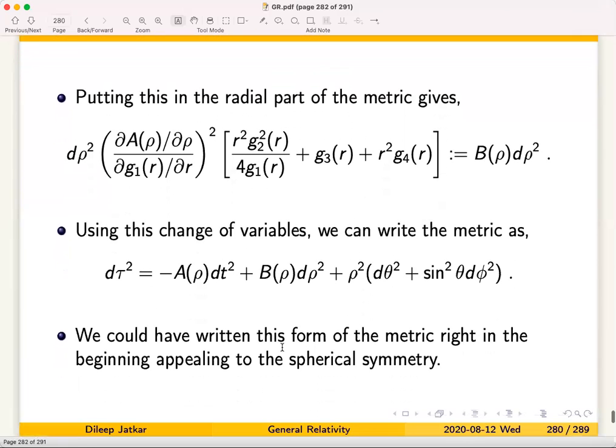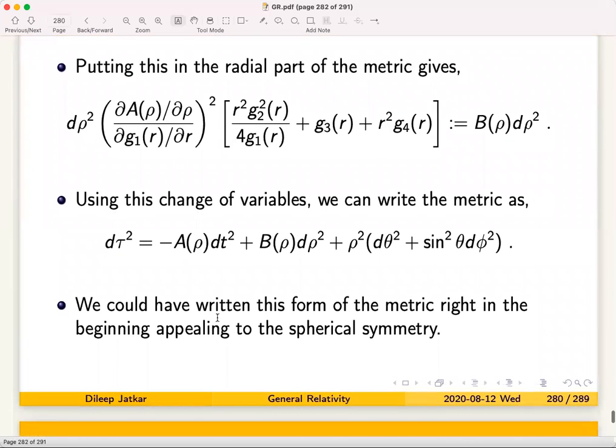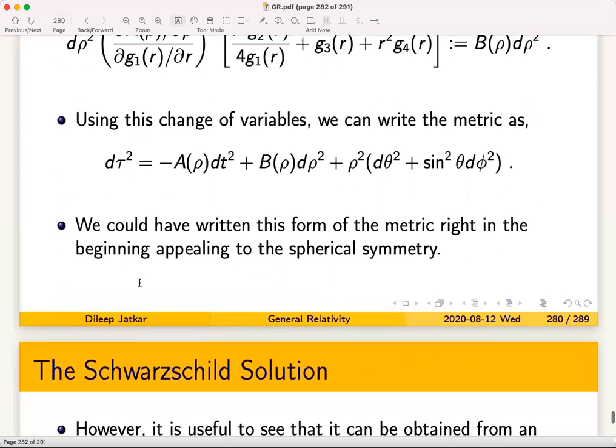Okay, fine. Now, of course, by appealing to the symmetries, we could have written down this metric right in the beginning, without doing all this complicated stuff. But it is good to know that even if we had written down the metric in a complicated and a wrong choice of coordinate system, there is a systematic way of obtaining the metric in the simplest possible form by doing coordinate transformation in a step-by-step fashion. Okay, so that is how we arrived at this equation.